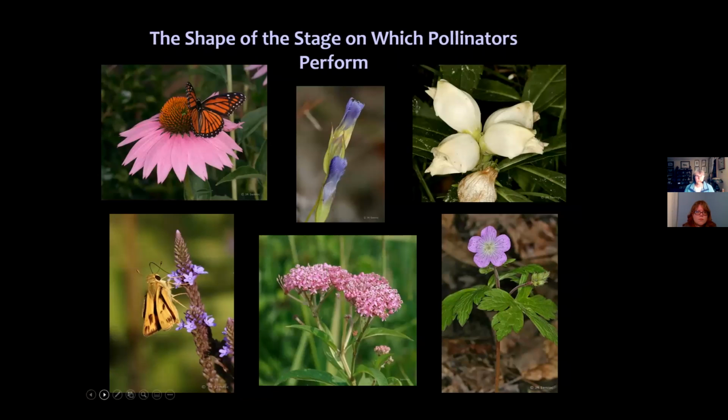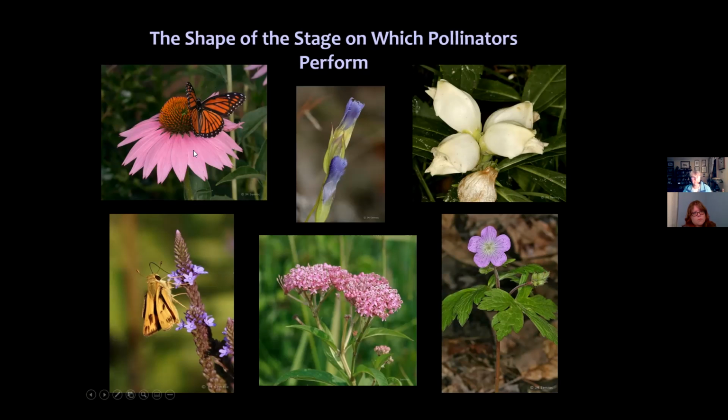So let's look at what I call the shape of the stage on which pollinators perform. We have all different shapes of flowers, and all different locations of where the nectar is found. As a result, we have a lot of different places where the pollen is found, because the plant is trying to attract the highest number of pollinators. That is the reason why its pollen is located in different places.